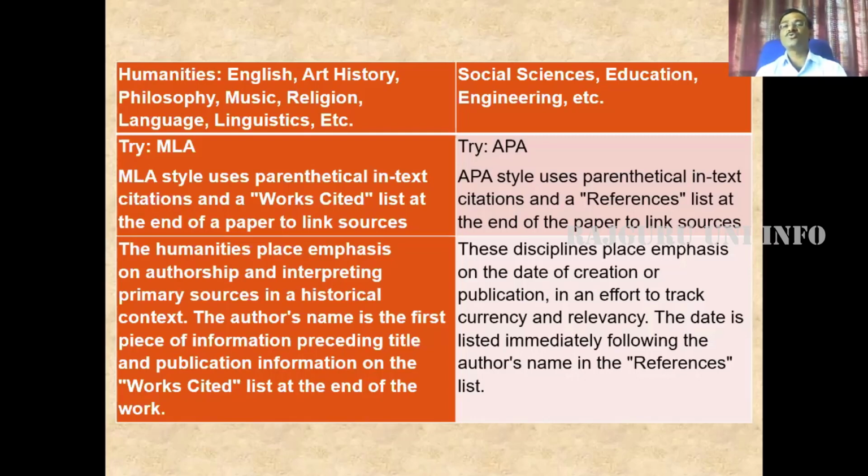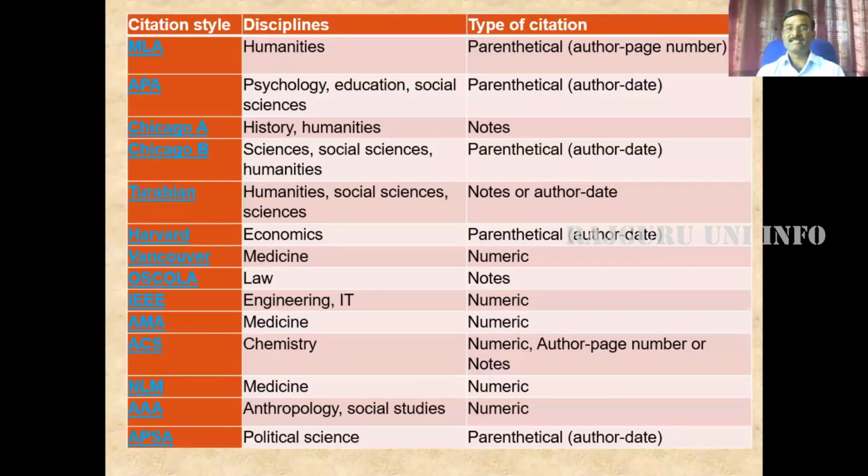And when we take the social science, education and engineering fields, we can suggest APA because it also uses parenthetical in-text citations and a references list at the end of the paper to link sources. These disciplines place emphasis on the date of creation or publication. In an effort to track currency or relevancy, the date is listed immediately following the author's name in the references list here.